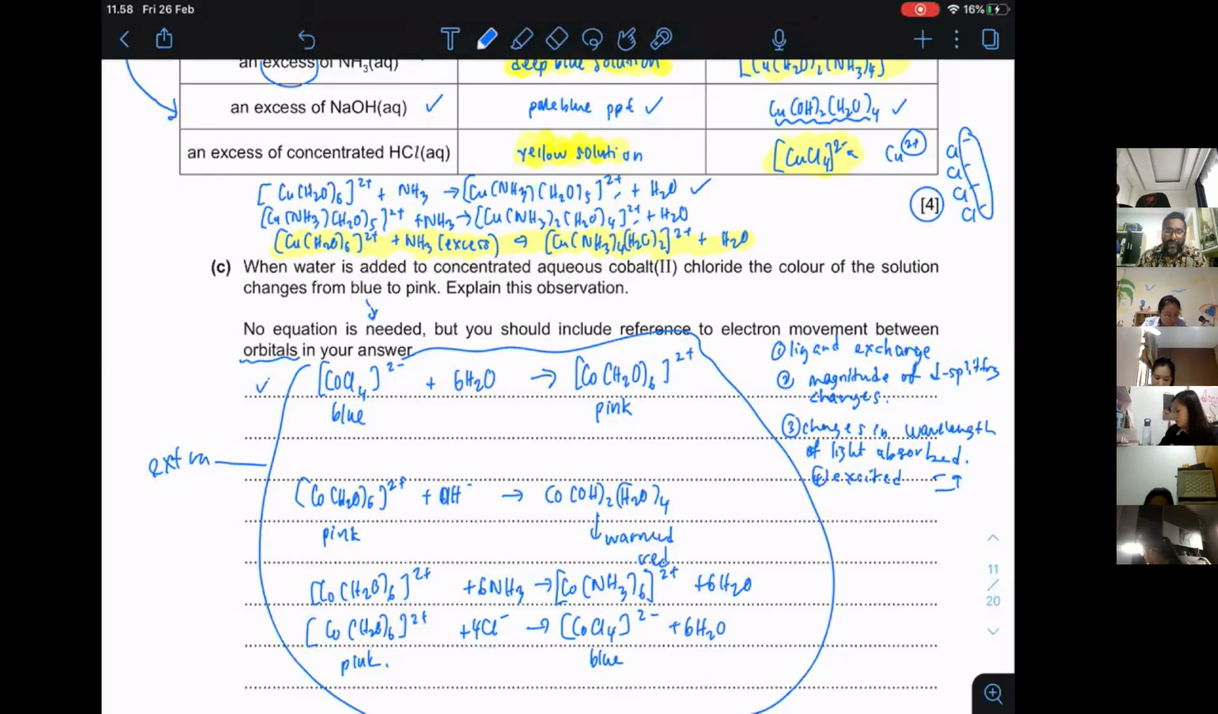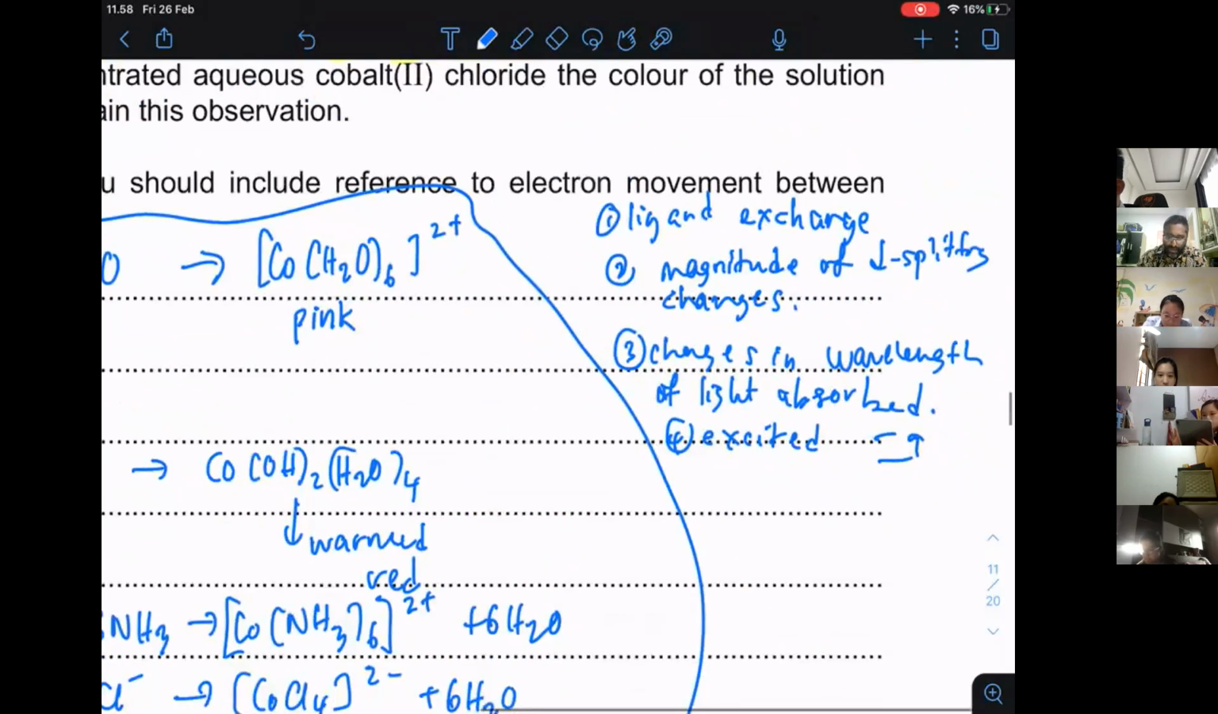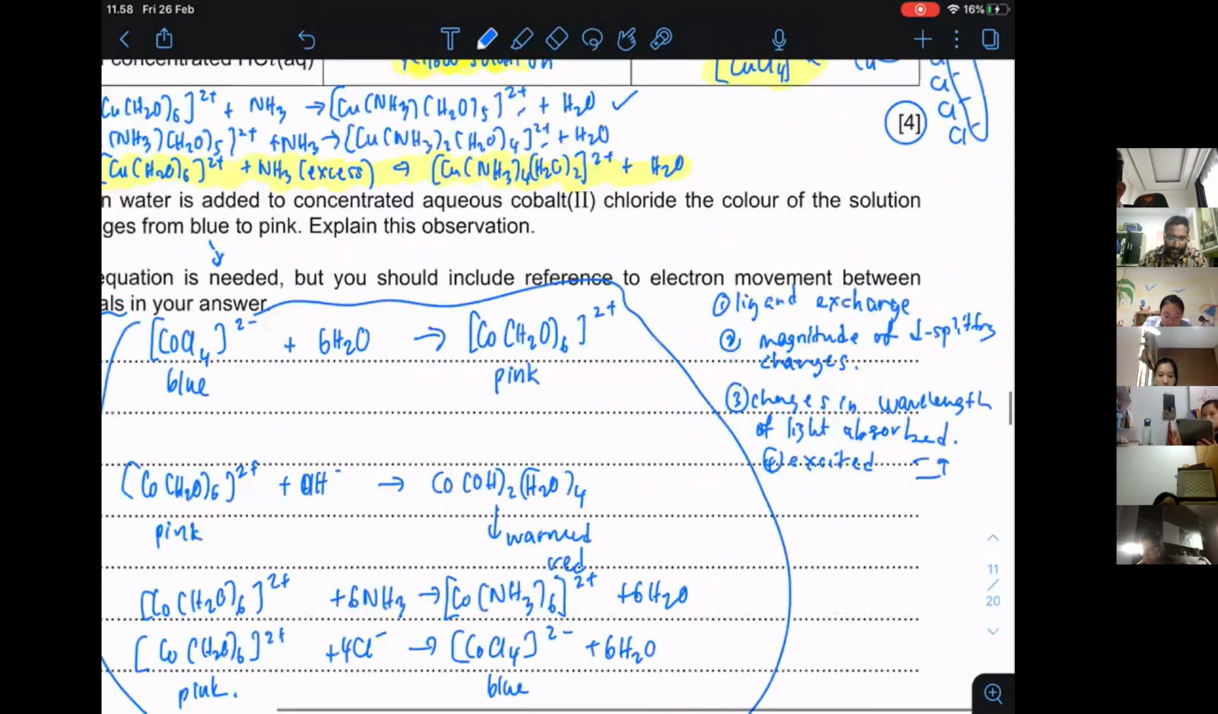So when they mention including the electron movement between orbitals, that is already an indication that they want to see why there is a difference in color. So you need to talk about the d orbital splitting, or the non-degenerate orbitals. So the answer, let me discuss the answer first. Why is there a color change from blue to pink?